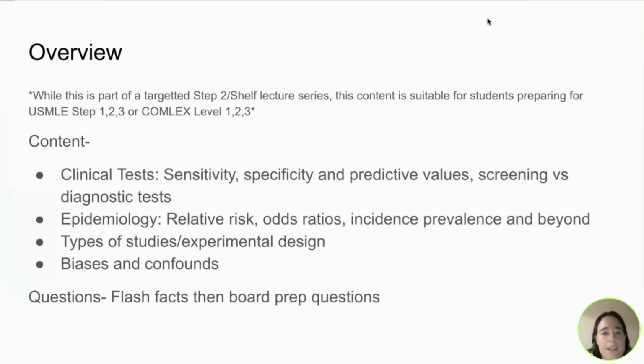This is a note part of the Step 2 shelf lecture series, but the biostats content that's discussed here, a lot of the formulas and experimental designs and types of biases and confounds, really would be relevant for any of your USMLE exams or COMLEX exams. I tried to pick content that's really high yield wherever you are in your studies, and that's important to know as well for reading studies in everyday life and just knowing good medicine.